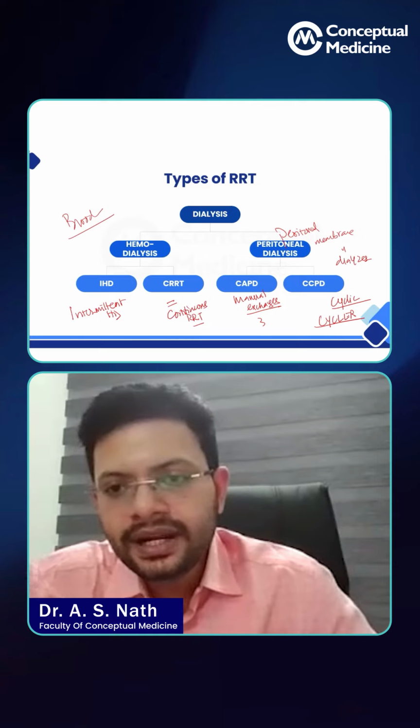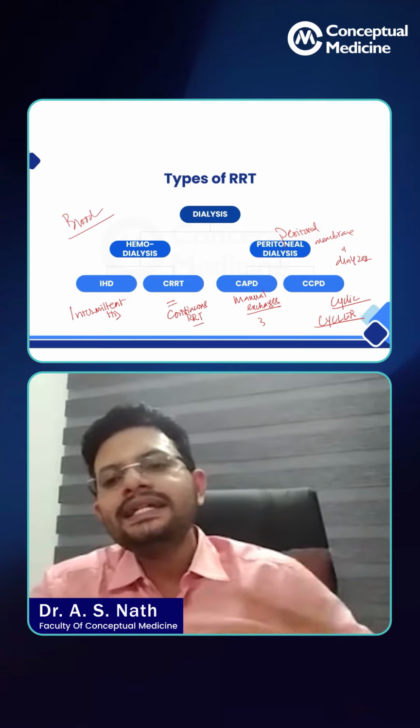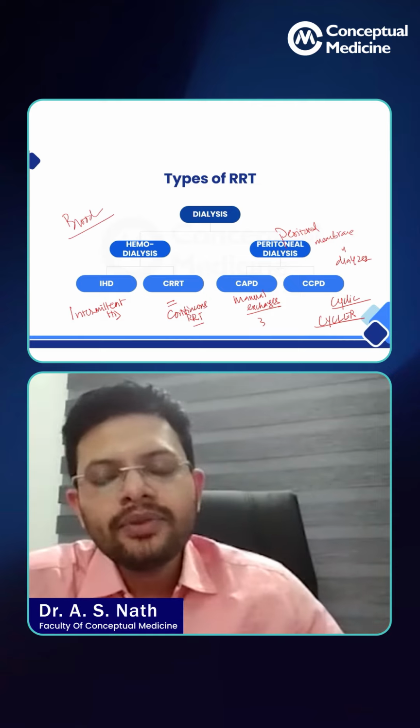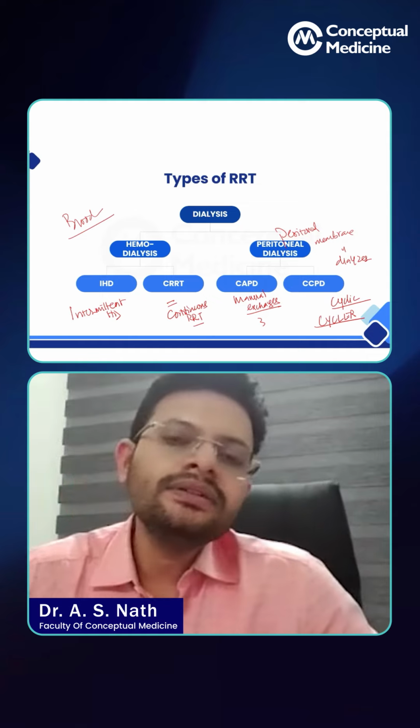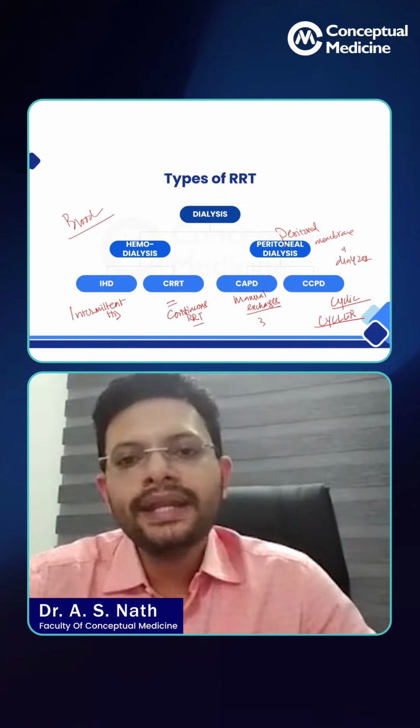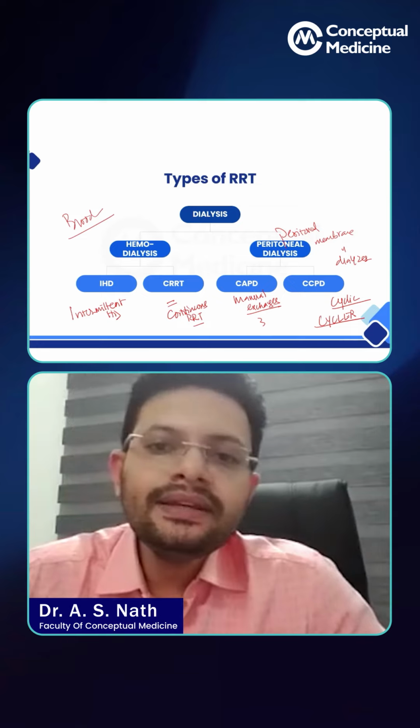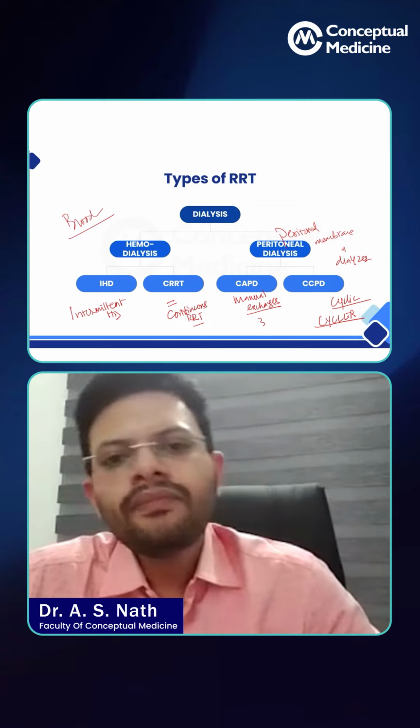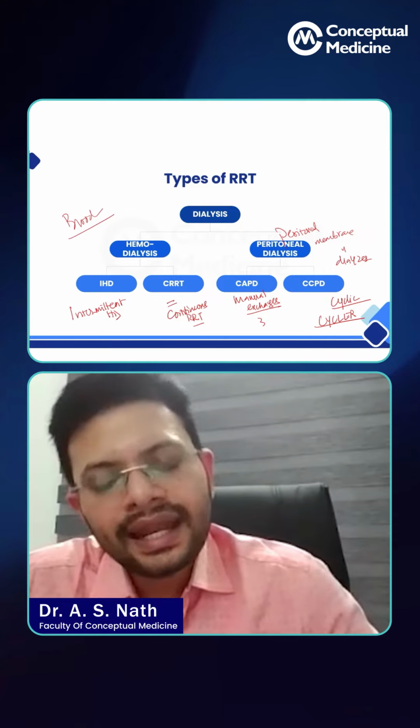In CAPD, things are done manually by the patient. The exchanges of fluid into the abdominal cavity and the drainage of that spent dialysate is all done manually. Whereas in CCPD, you use a machine called a cycler, which does this, putting it in and taking it out.